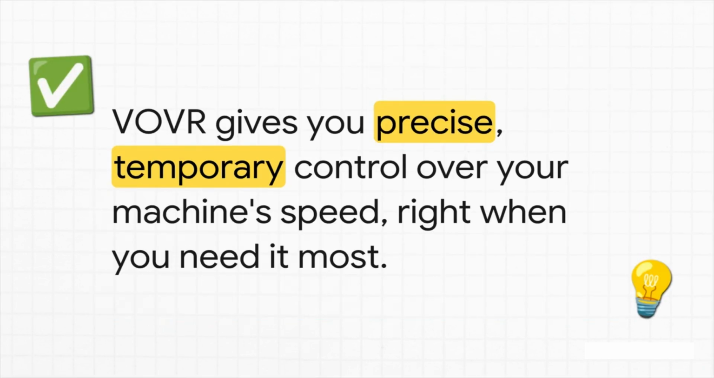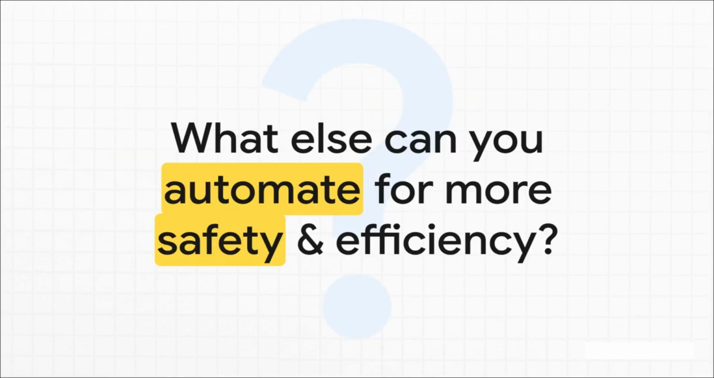So, let's tie this all together. What's the bottom line? VOVR gives you surgical control over your machine's speed. You can build safety right into the program, slowing things down for just a few critical moves, exactly when and where you need it most. And that really gets you thinking, doesn't it? Once you know you can control something like speed programmatically, it kind of opens up a whole new world. So my question to you is, now that you know this, what other part of your process are you going to automate next to make things even safer and more efficient?